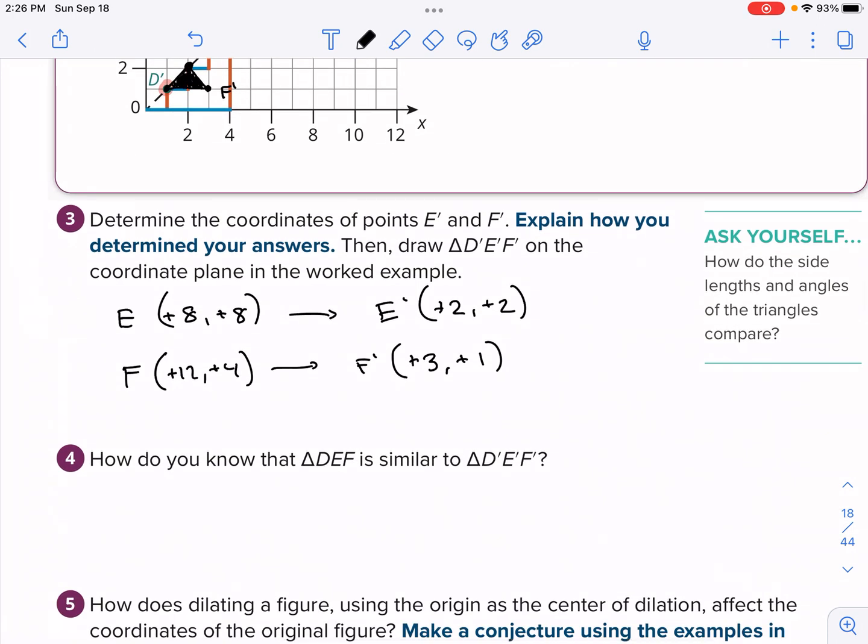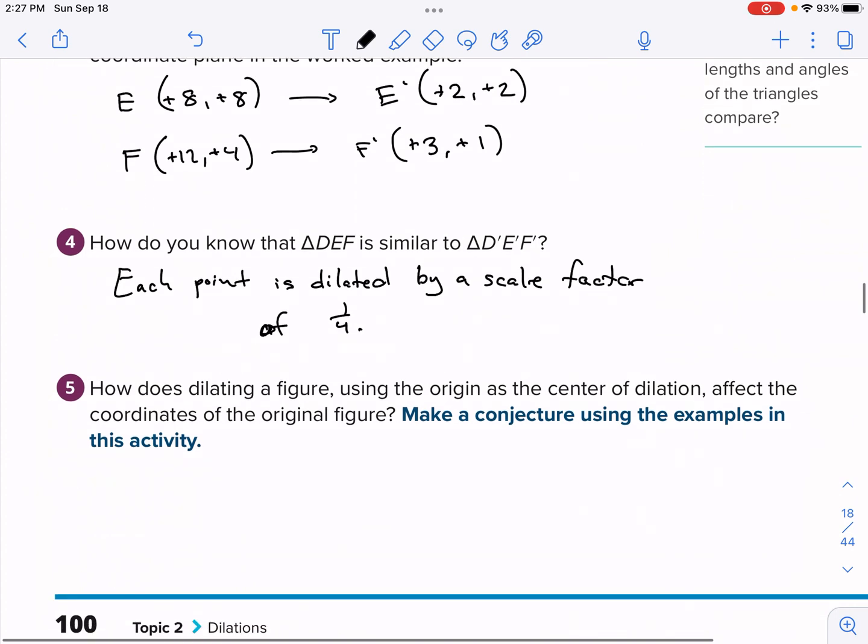Number 4. How do you know that triangle DEF is similar to the other triangle? We're going to say that each point is dilated by a scale factor of 1/4. Right, so if you take each one of them, since they all have the same scale factor, we worked on this in Math Accelerator. If they all have the same scale factor, that means they are similar. There is a common thing that's either being multiplied or divided.